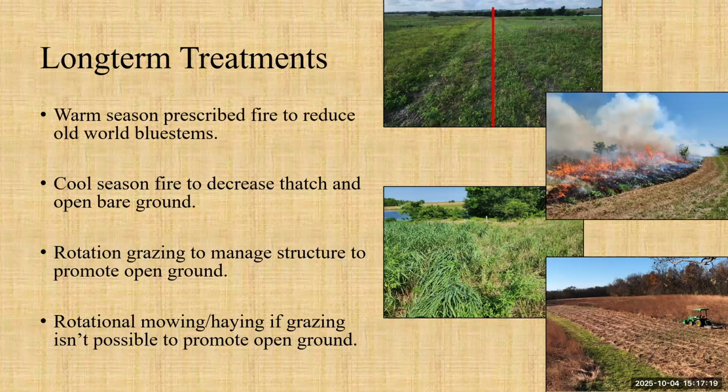And so if you do have the presence of exotics, you can use a warm season fire. So this top picture on the left, the left would be old world bluestem. The right, there's less of it, and so that was a warm season burn. Use cool season fire to decrease that and open up bare ground, which will increase the forbs. Rotational grazing to promote open ground to increase forbs. And then if you can't graze or do burning, mowing or haying is your next best option.